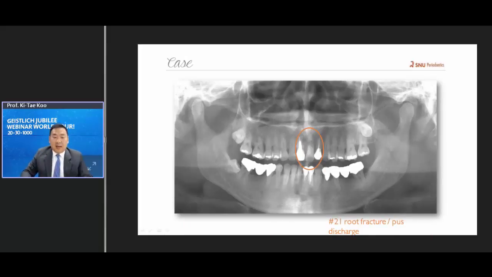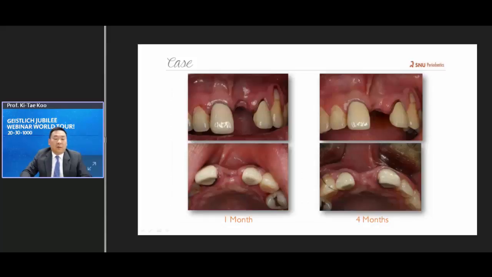This is my case. A left central incisor with a root fracture. We extracted the tooth, and we waited 4 months to see the results. My choice would have been early implant placement, but this student of mine just decided to do a delayed implant placement. And this is the resorption you see at 1 month. Quite remarkable resorption, both vertically and horizontally. And this becomes even more pronounced at 4 months.